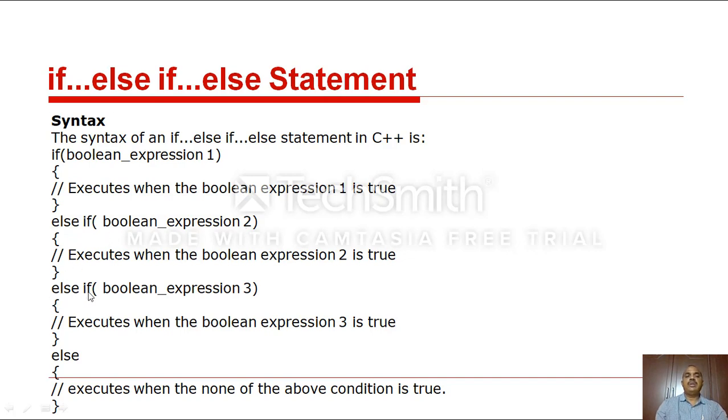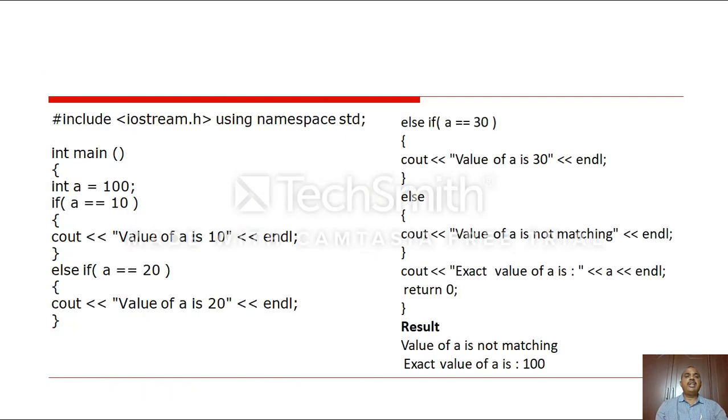So else follows the if statement. Again, it checks the test condition. If the Boolean expression is true, execute this block of statements. If this condition becomes false, the control goes to the else block. Then there is no if statement. This one is the final else statement, which executes a block of statements. This is the general syntax of the if else if else statements. Clear?